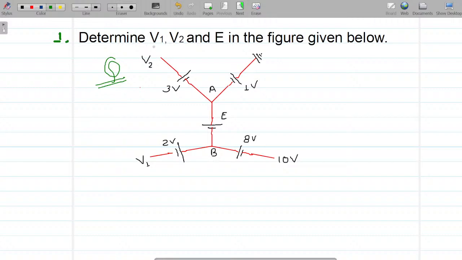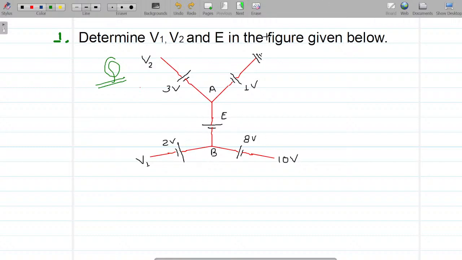The question asks us to determine V1 and V2 and E. See, where is V1? Okay, let's see where is V1. V1, this is the voltage it is asking us to determine, and this is the voltage it is asking us to determine, right? Now, let us see what else is given.